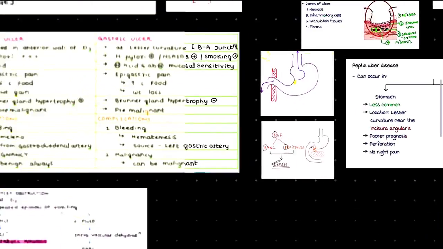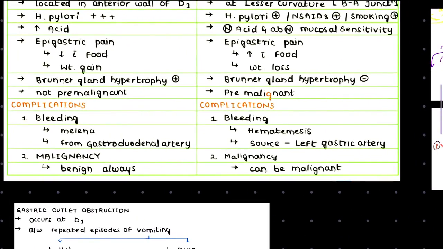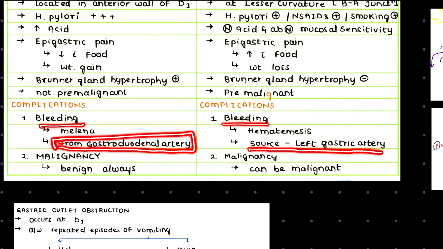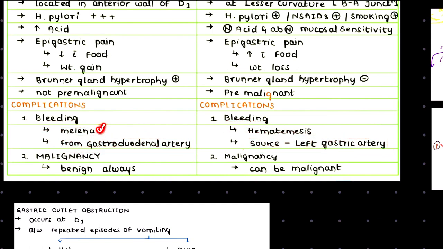We talked about two conditions. We talked about the condition of duodenal ulcer, in which bleeding is the most common complication, and here also bleeding is the most common complication. In duodenal ulcer the blood is coming from the gastroduodenal artery, but in the case of gastric ulcer it is coming from the left gastric artery. Similarly here melena happens. What is melena? Black tarry stool.